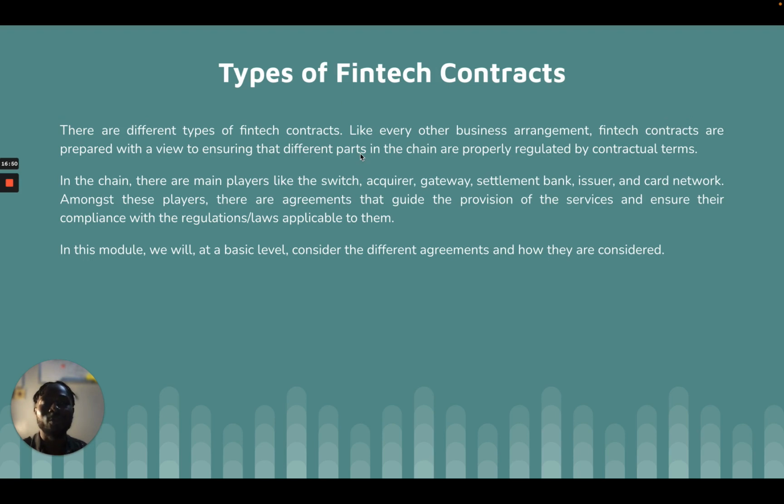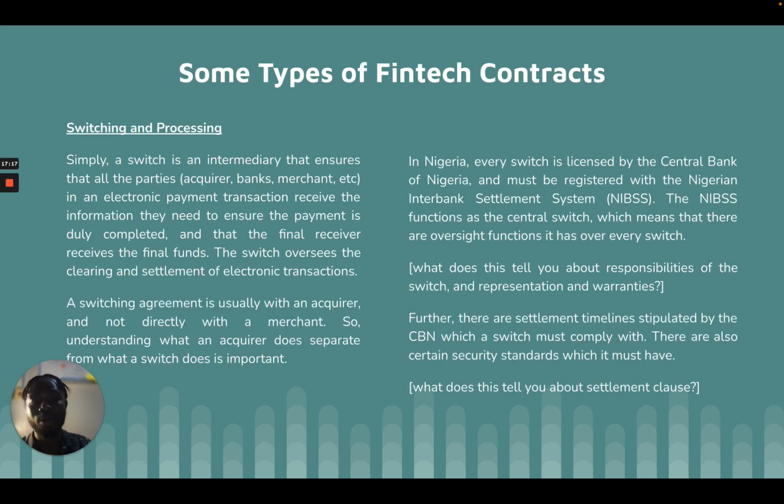You need to be able to understand where your own contract falls, so that you can ask for the particular terms that relate to you. This is going to be as basic as possible. We'll be exploring the different contracts and how they are considered. We'll be starting with the switch and processing license. In Nigeria, we have the switching and the processing license.